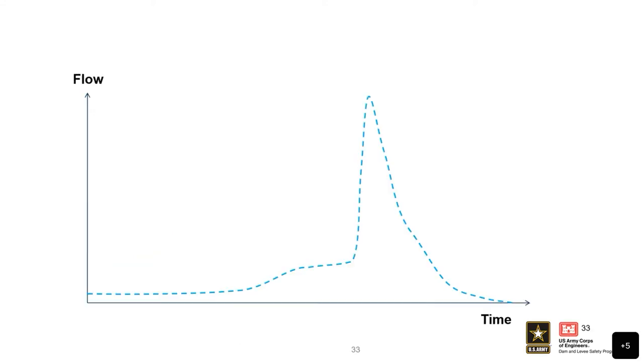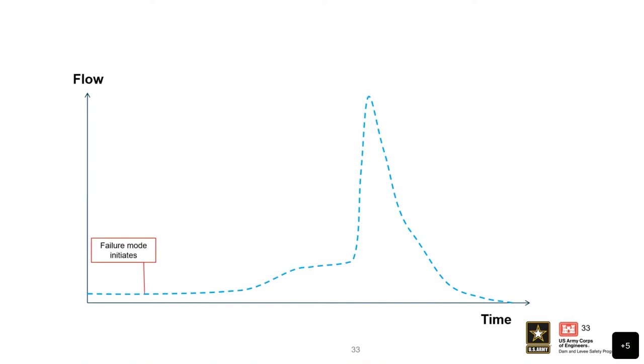What I like to do when I'm talking to any team, if you're in a potential failure mode analysis or in a risk assessment and you're trying to align the consequences with a failure mode, what you need to do is put a hydrograph up on the screen, your breach hydrograph, and then just start labeling it so everybody's on the same page in terms of what's going on from a warning and evacuation perspective and what's going on from a flood perspective. So here's the breach hydrograph.